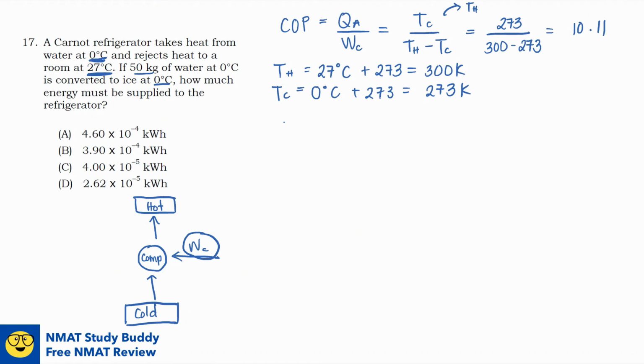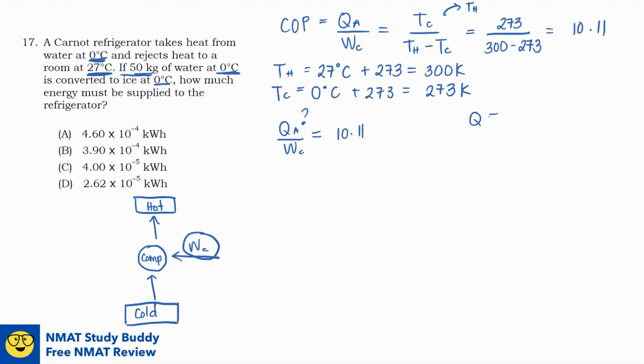And then, since meron na tayong COP, ang hahanapin na lang natin is yung Q para makuha natin yung W. So, meron tayong COP equal to 10.11. Hanapin muna natin yung heat. So, sabi dito, if 50 kilograms of water at 0 degrees Celsius is converted to ice at 0 degrees Celsius, so mapapansin nyo na parehong nasa 0 degrees Celsius yung temperature, walang change of temperature.